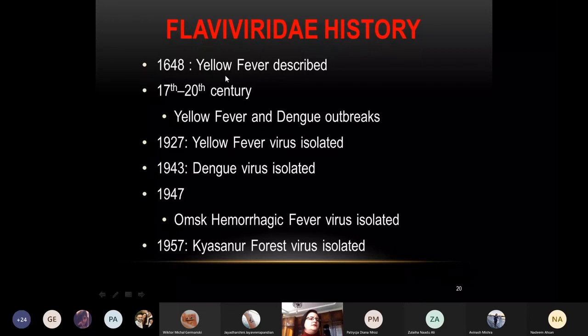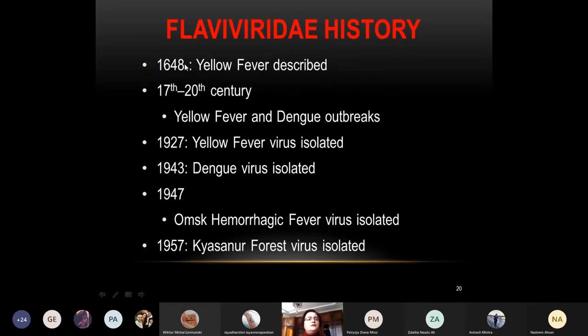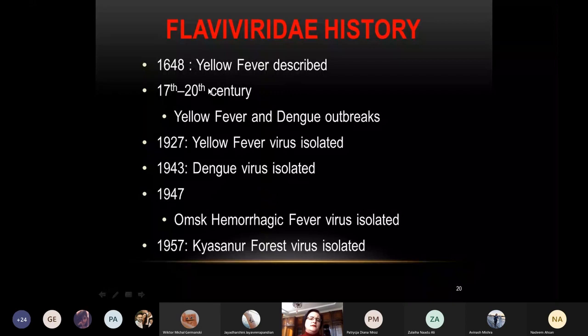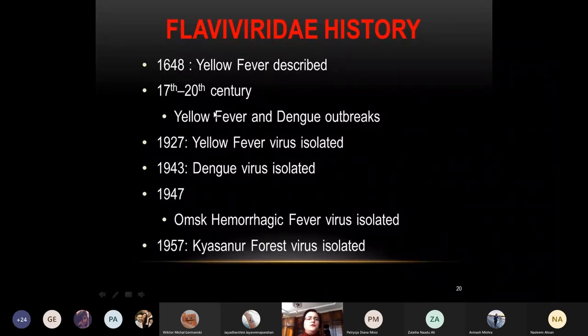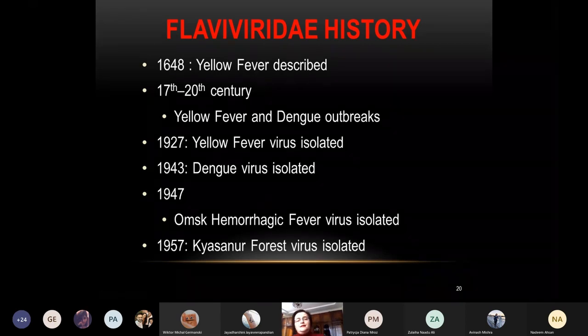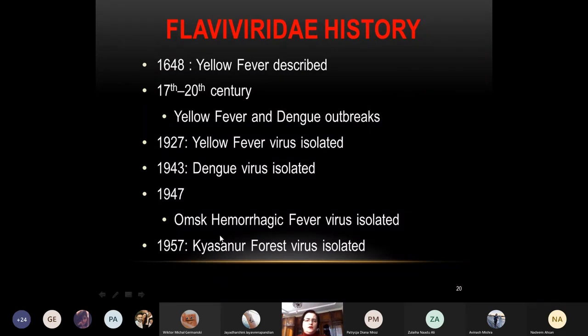Yellow fever was first described in 1648 in Yucatan. It later caused huge outbreaks in tropical Americas in the 70s, 80s, 90s, and the 20th century. The French failed to complete the Panama Canal because their workforce was decimated by yellow fever. Yellow fever virus was the first flavivirus isolated, in 1927, and the first virus proved to be transmitted by an arthropod vector. Dengue virus, which was also found to be transmitted by arthropod, was isolated in 1943.